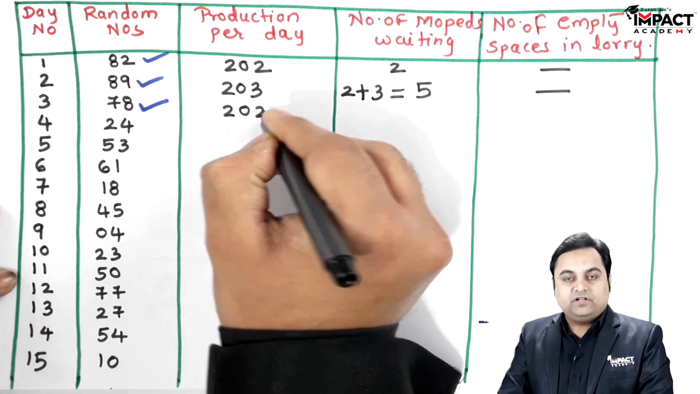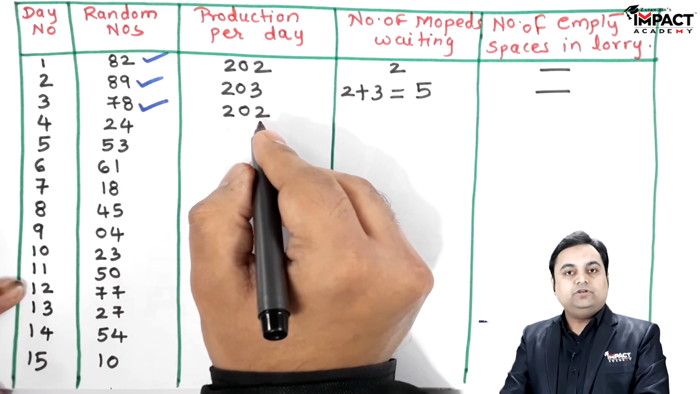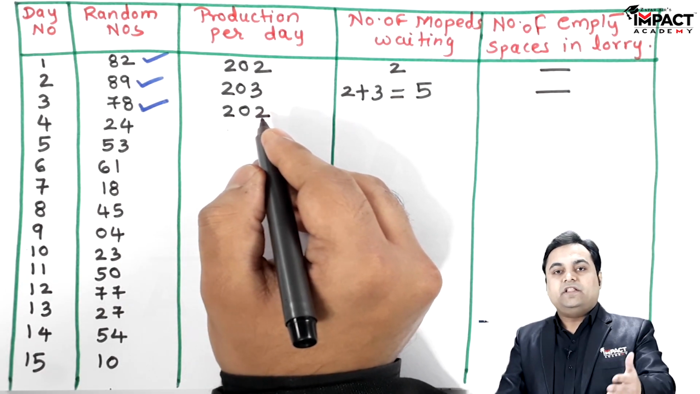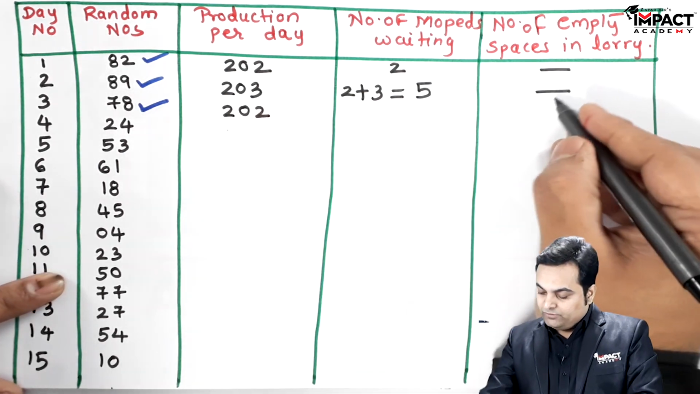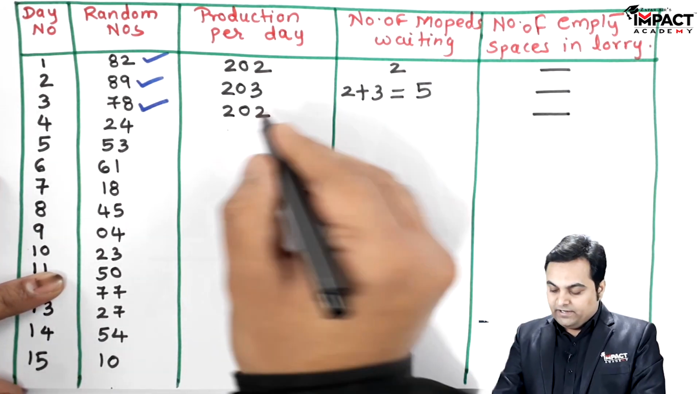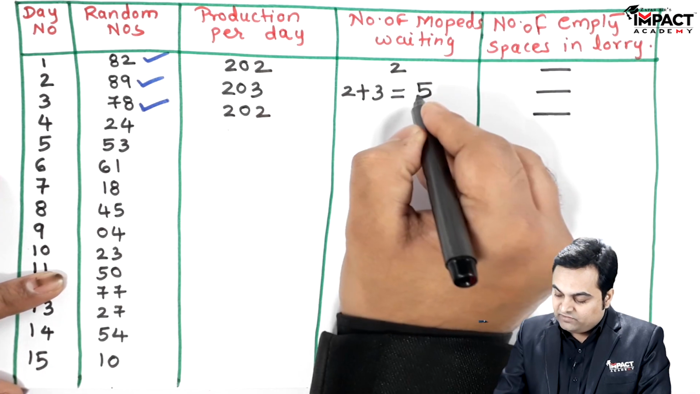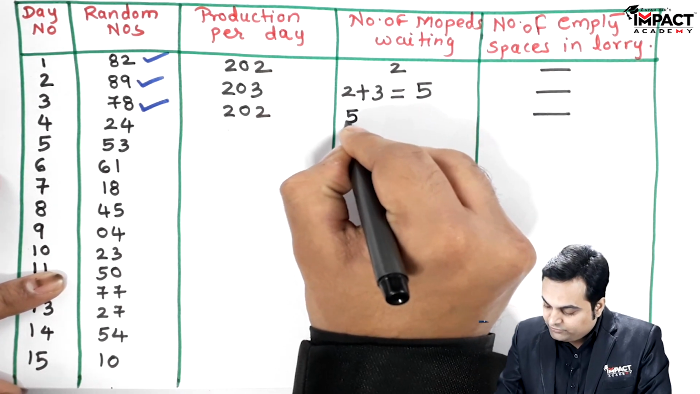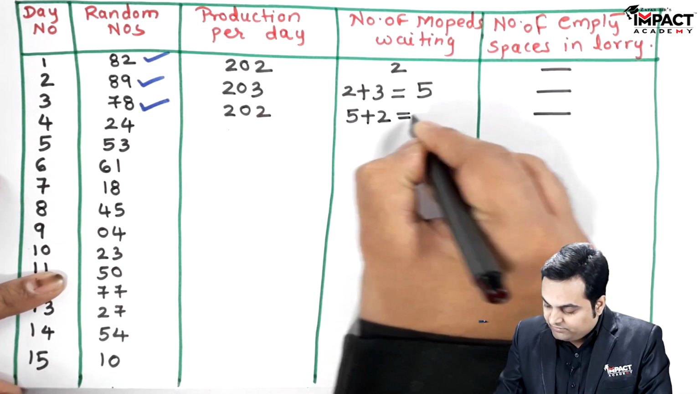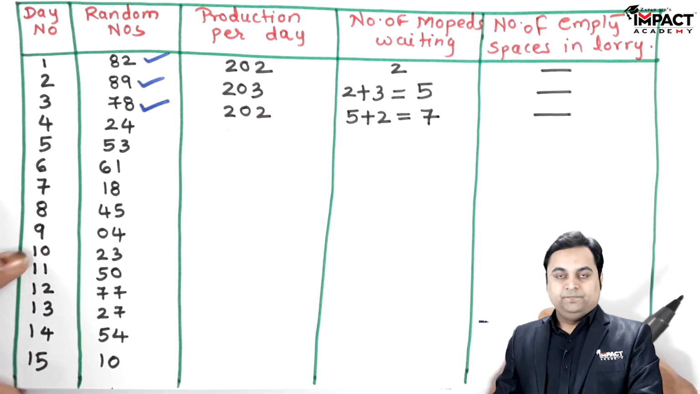Now also we can see the number of mopeds manufactured is more than 200. So 200 would be transferred into the lorry. So there are no empty spaces in the lorry. And again 2 mopeds remain. So previously there were 5 remaining, and now again 2 are remaining. So that means the total mopeds left are 7.